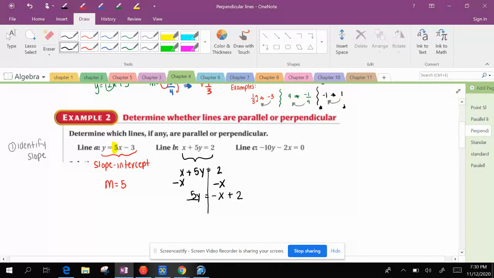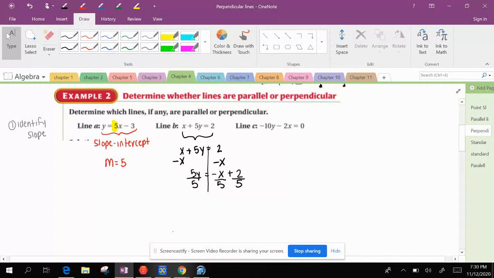Now I'm going to divide every single term by 5. Don't skimp out and skip one of the terms. It's got to be even, right? It's got to be even.